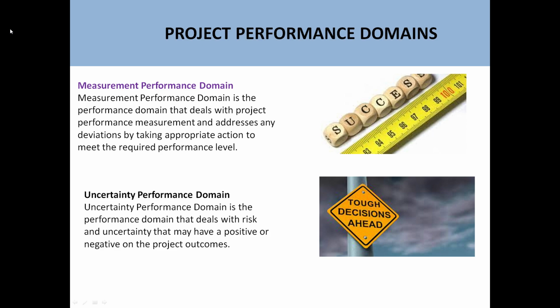Uncertainty performance domain. Friend, the uncertainty performance domain basically talks about the risk factor. Risk factor means any uncertainty where you are not sure whether this thing will happen or not. If it happens, it may have a positive or negative impact on the project.